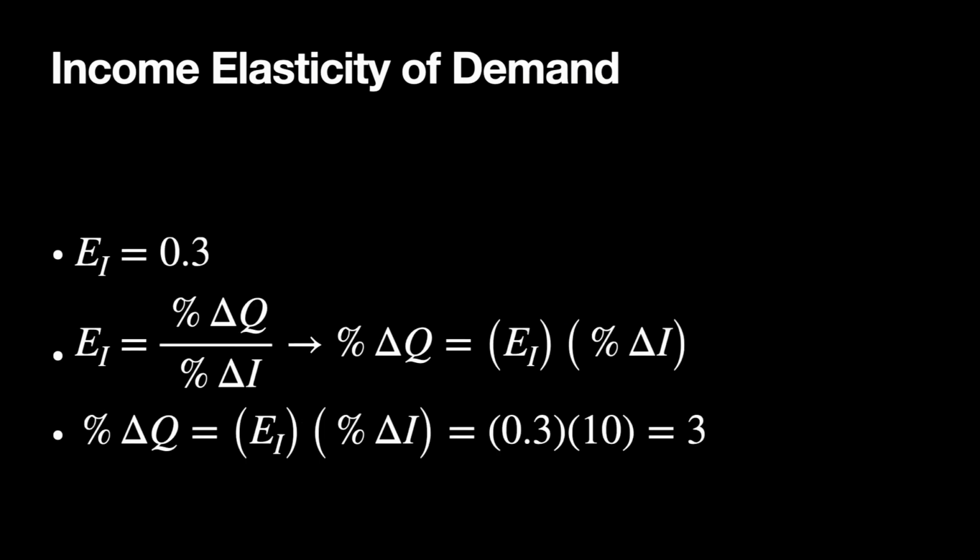Estimates of income elasticity of demand for beef in developed nations like the United States are positive but less than 1. In developing nations, the estimates are greater than 1. Suppose that in the United States, the income elasticity of demand for beef is 0.3 and income increased on average 10%. We can rearrange the equation for income elasticity of demand to use these values to calculate the percent change in demand. After plugging in the elasticity coefficient and the percent change in income, we find that if the income elasticity of demand is 0.3 and income increases 10%, then demand will increase 3%.